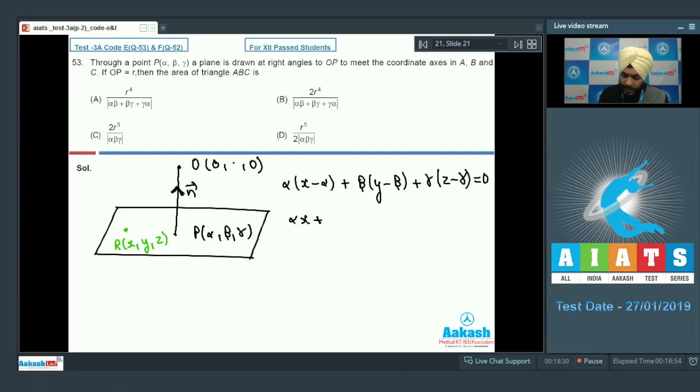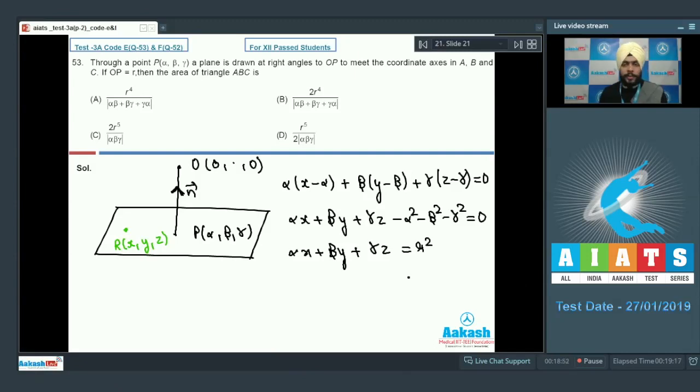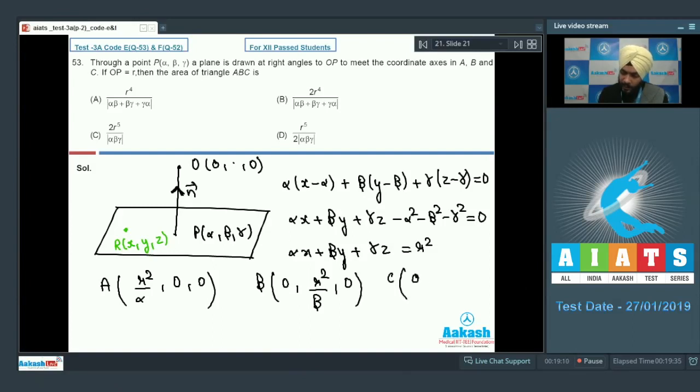So alpha x plus beta y plus gamma z minus alpha square minus beta square minus gamma square equals 0. That means alpha x plus beta y plus gamma z is equal to r square. Now students, this plane will cut the coordinate axes, that is the x-axis, in the point A (r square by alpha, 0, 0), the y-axis in B, so it will be (0, r square by beta, 0), and C point will be (0, 0, r square by gamma).